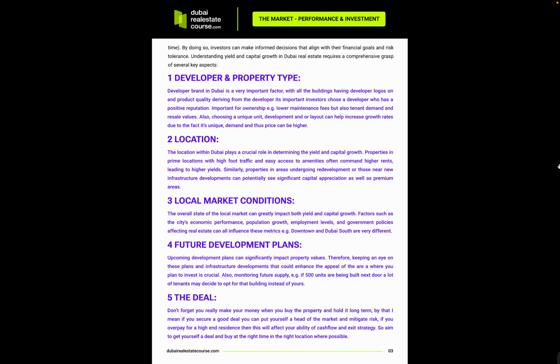Okay? And then the other aspect of this which will help appreciation is choosing a unique unit. Okay? There is a lot of supply in Dubai, so choosing a unique unit, whether that's a good view, a good layout, an above average size, etc., can really affect the appreciation and the value at which you can sell the property. Location is a massive one.